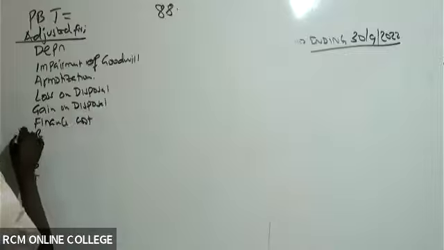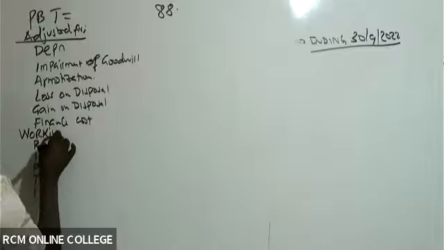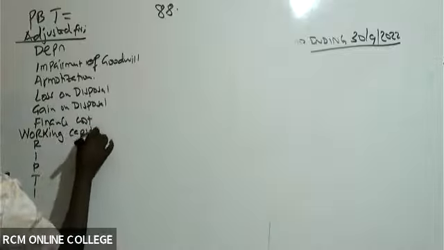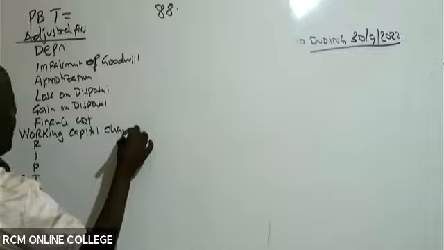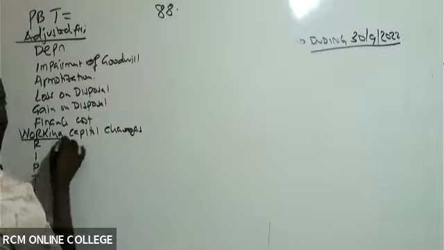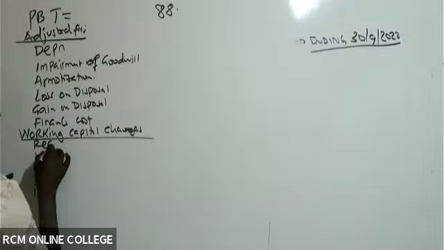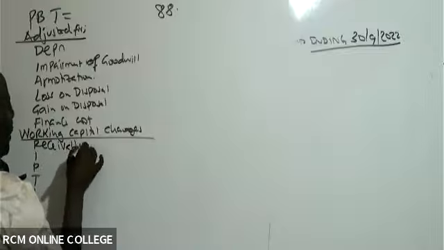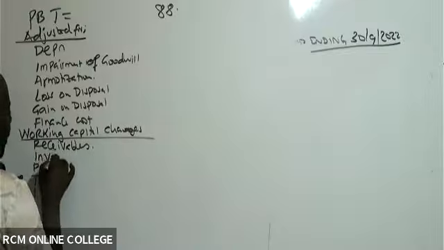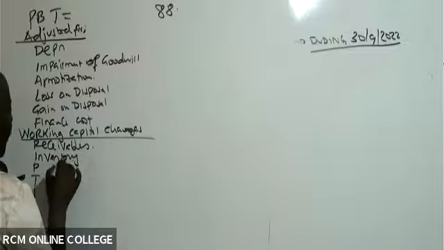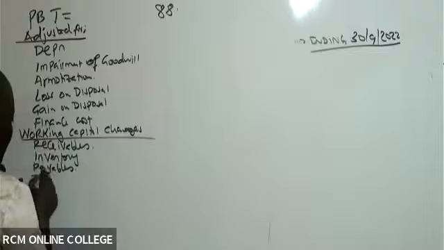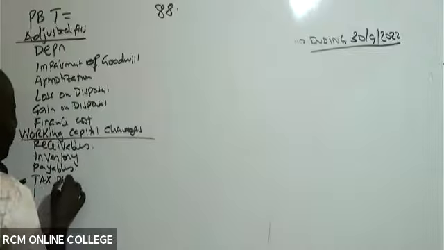We have here working capital changes. You underline this. Then we have receivables. Then we have inventory. Then we have payables. Then we have here tax paid. And then we have interest paid.